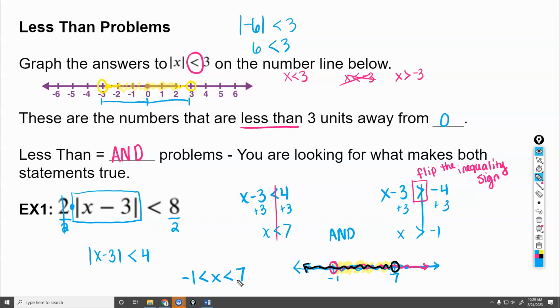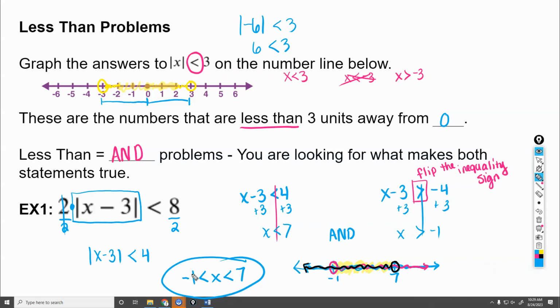I'm not going to put or equal to signs with either one of those because I didn't have an or equal to sign in the problem. If I had an or equal to here, I would put or equal to's here, but I did not. But you always either use the less than or the less than or equal to. This is your answer. It tells you that you have all the numbers from -1 up to 7. You're not including -1 and 7.